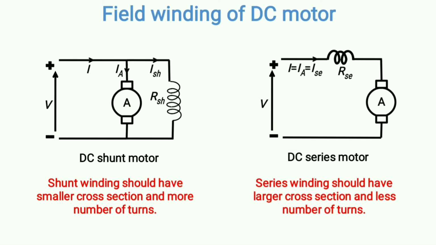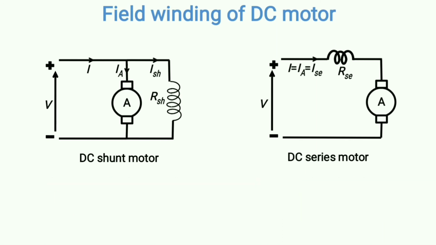So for making the resistance low, what we need to do, we need to first increase the cross sectional area, right? As I've already told, cross sectional area should be increased. That means that winding should be thick enough, and also the length should be less. That means number of turns should be less. So I hope now you have got a clear idea of field winding of DC motor, what should be the specification of field winding.